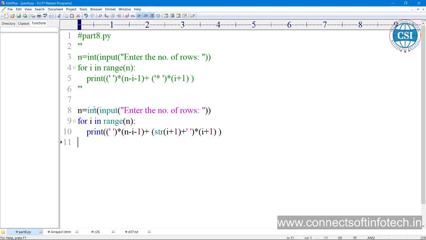Now our next requirement. What is our next requirement?